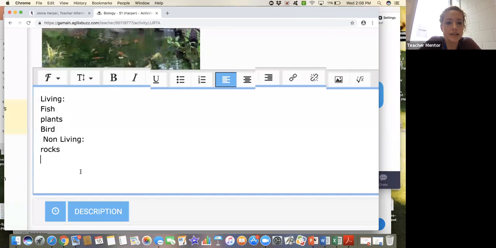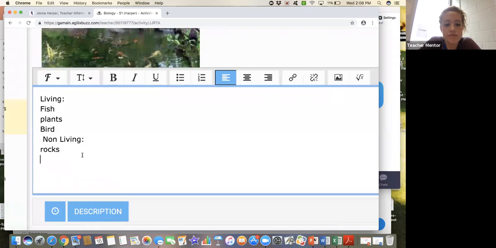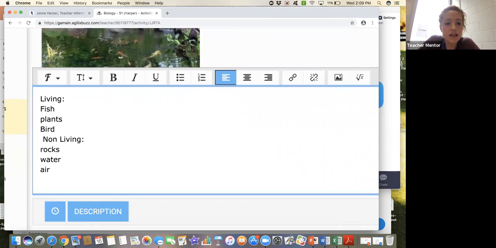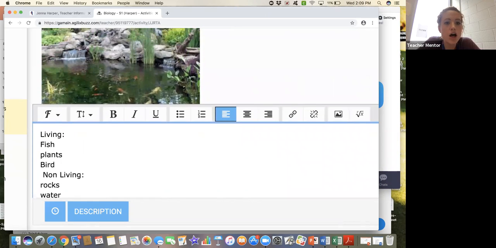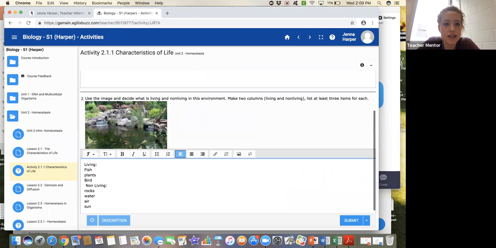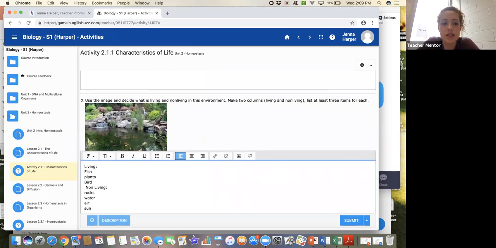And what about the water? Is the water living? I'm going to say the water is non-living. The air is non-living. Okay. The sun is non-living. All of these things are non-living. So that gives us our compiled list that we need. And so basically those are the things that make something living or non-living.